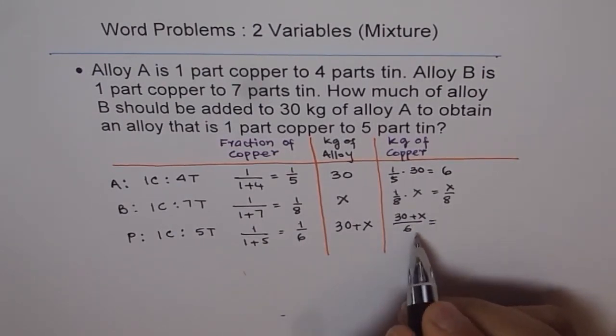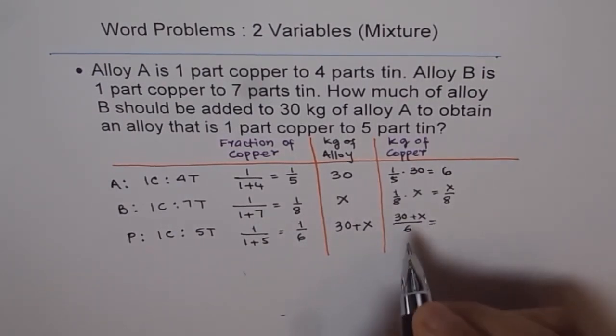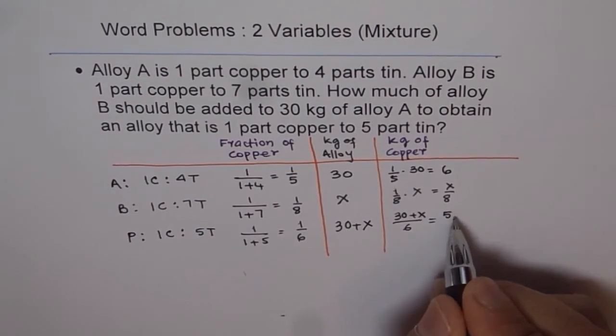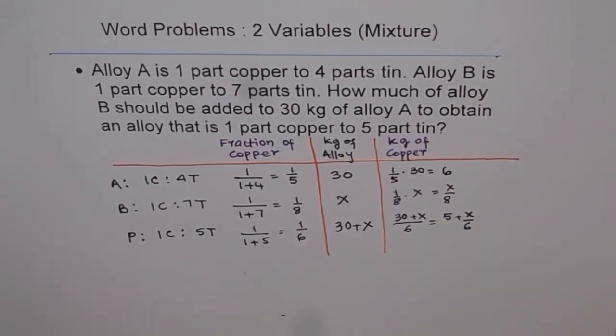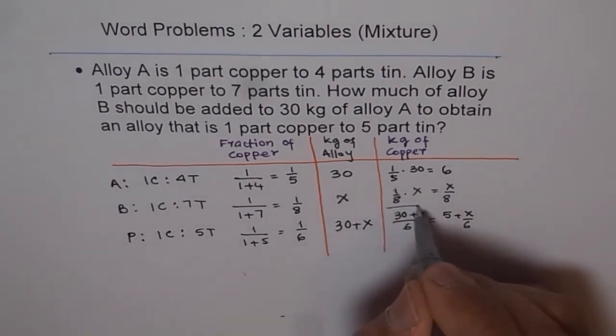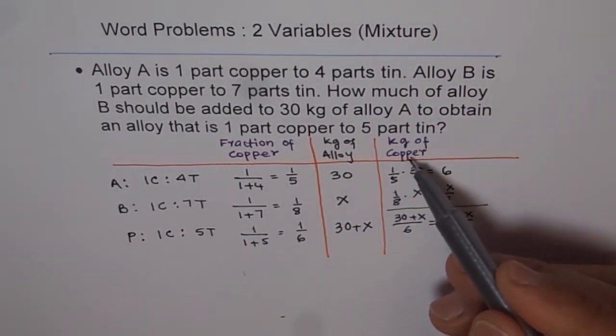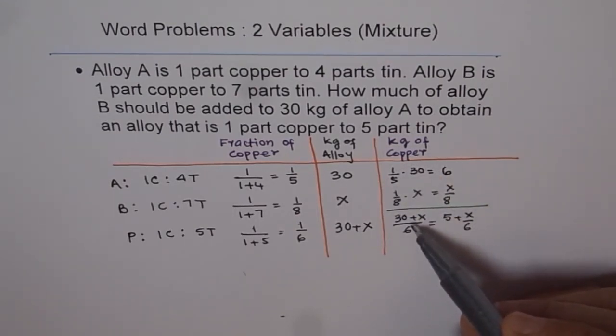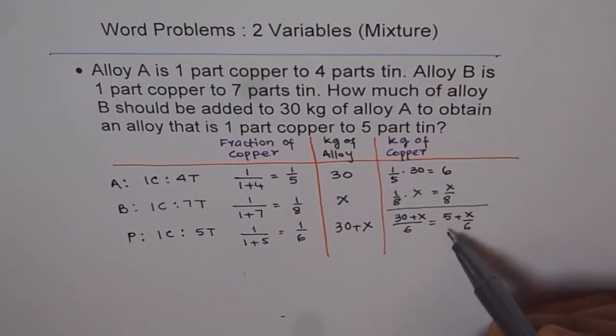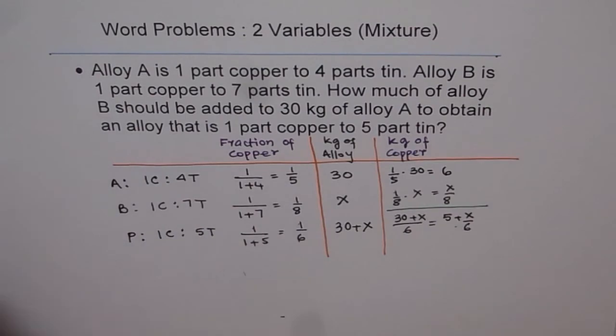That is, you can divide both by 6. 30 divided by 6 is 5. You can write it as 5 plus x over 6. So that much is the kilogram of copper in all the three. Now from here, as you can see, we can equate and we get an equation. This is kilogram of copper in A and B, and this is kilogram of copper in the product when we mix. That means the sum of these two should be the same as this, correct? So that gives us our equation.